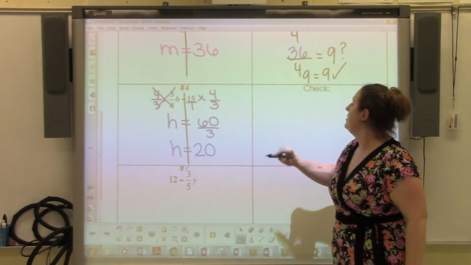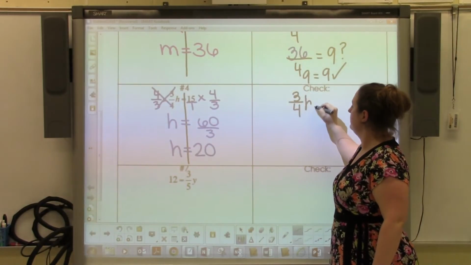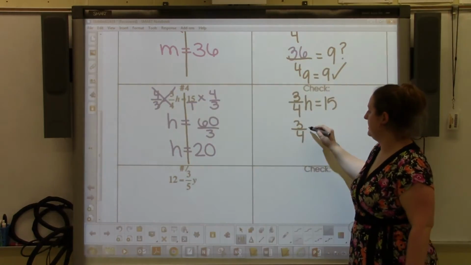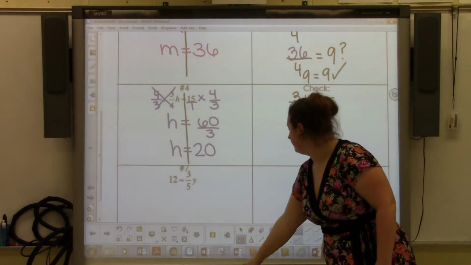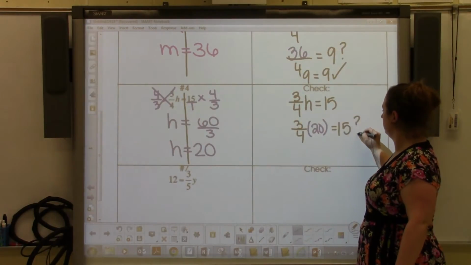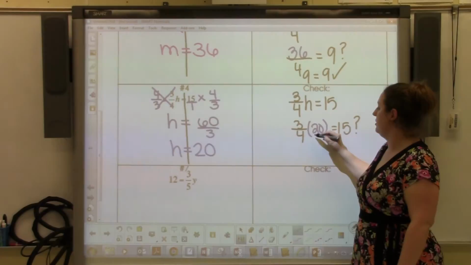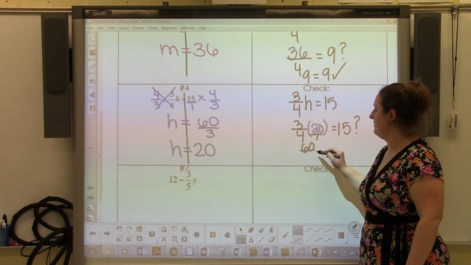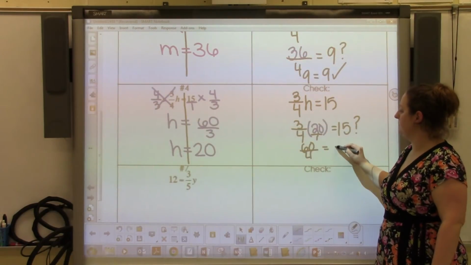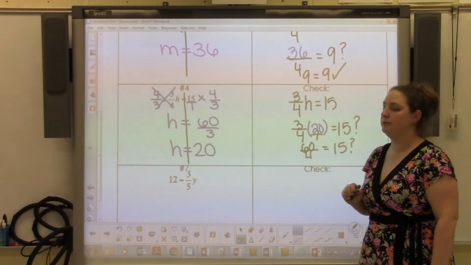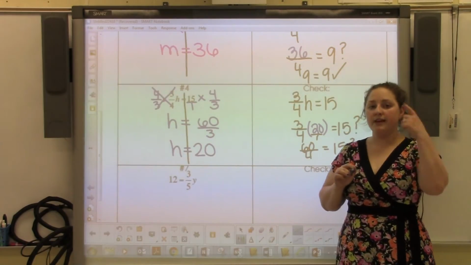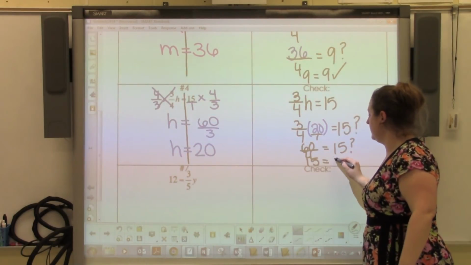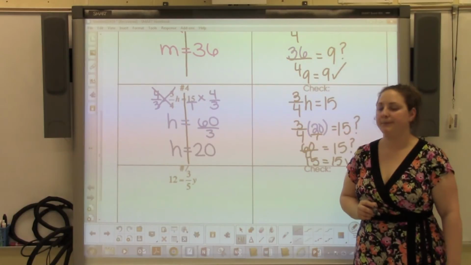All right. So 3 over 4 times h is equal to 15. So we want to know, is 3 over 4 times 20, is that equal to 15? And again, we'll do the same thing. We can put this over 1. 3 times 20 is 60, divided by 4 times 1 is 4. Does that equal 15? And if you're not sure on these times tables, or this division here, think minutes. 60 minutes divided into 4 parts, that's 15 minutes. So 15 is equal to 15, and we're in good shape.